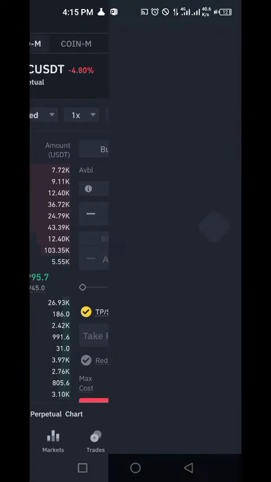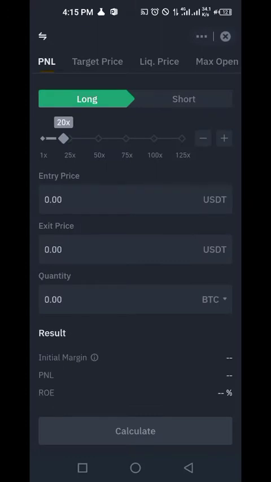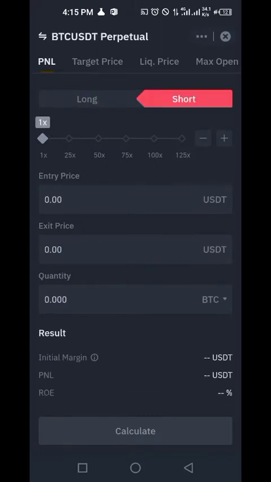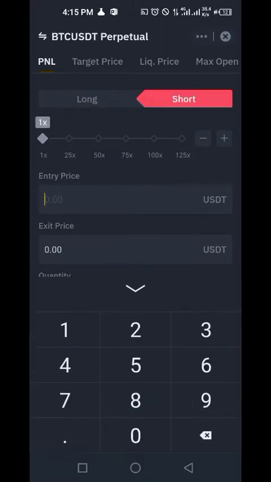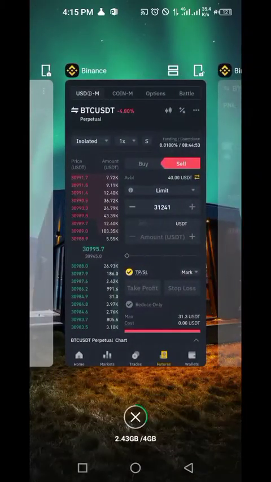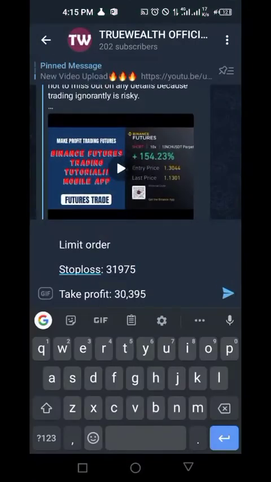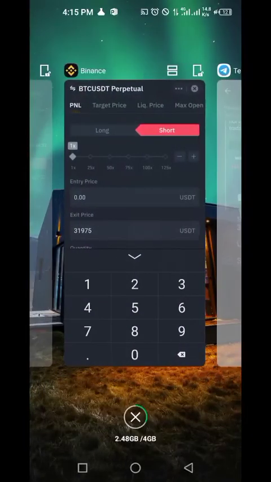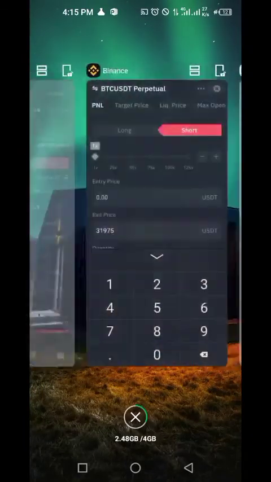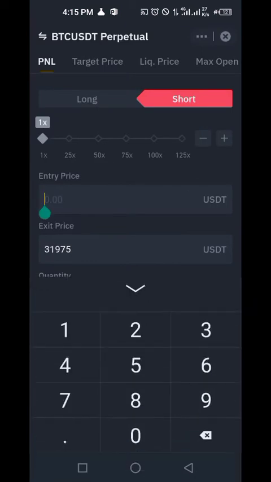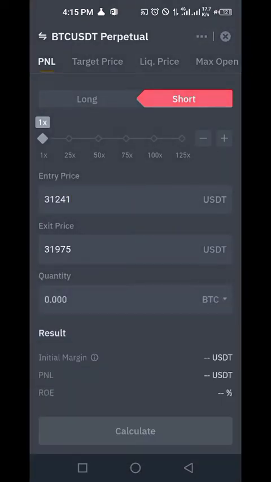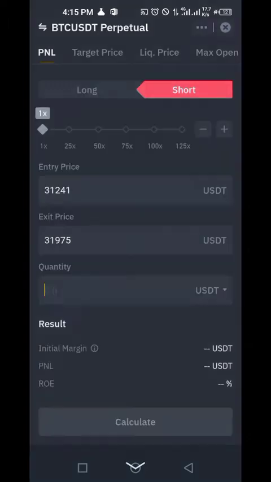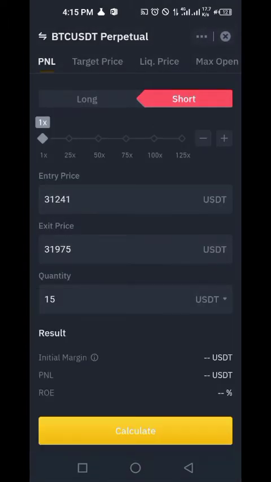So let's go back to the calculator and check now. Shorts, 1x. What's our entry price? Our entry price is 31,241. Then quantity, let's select 15.